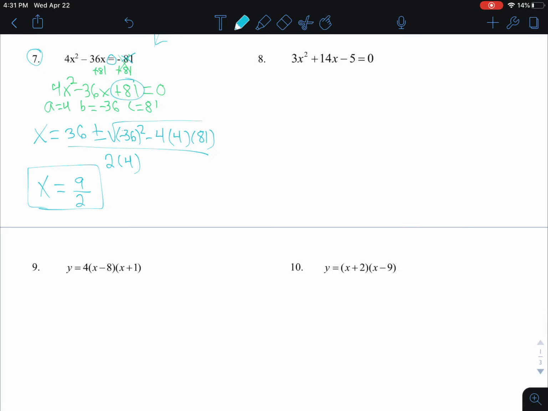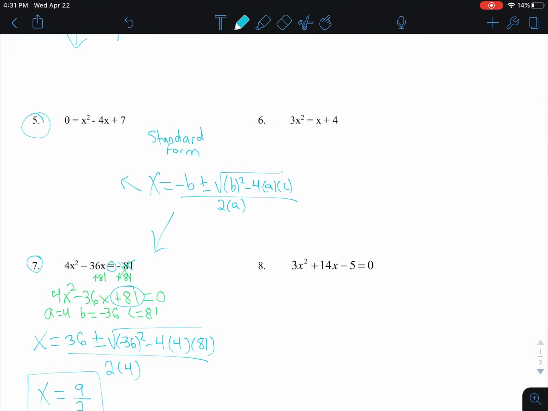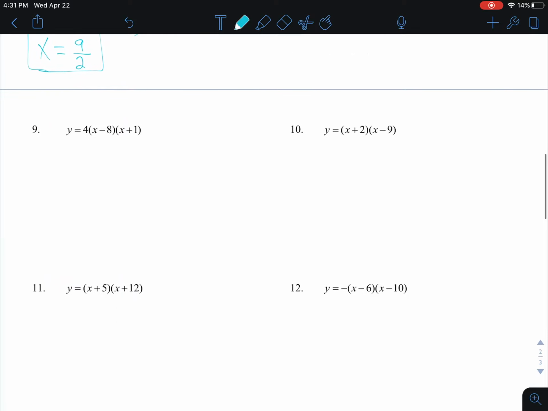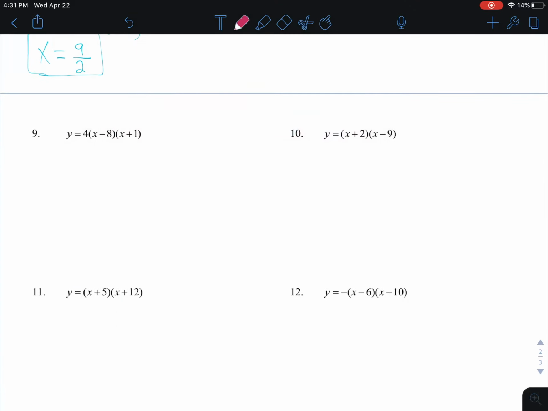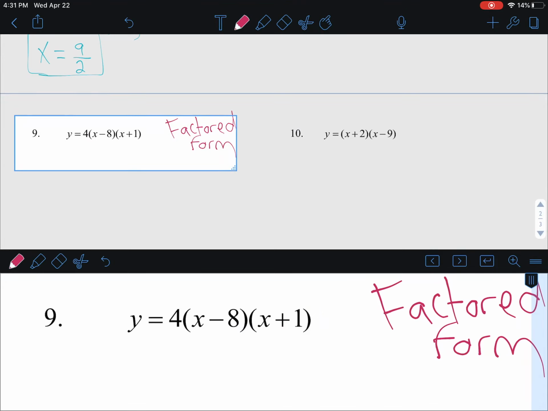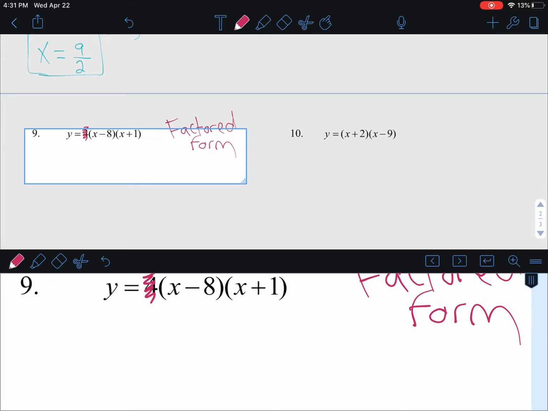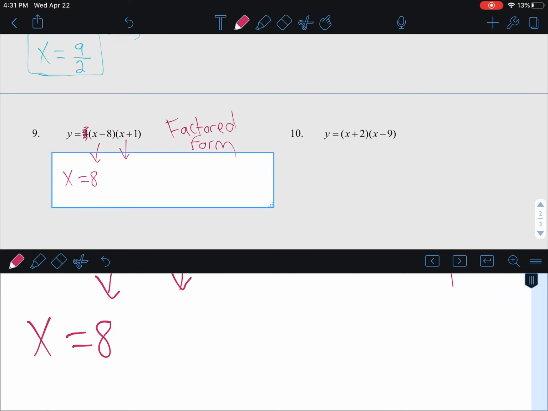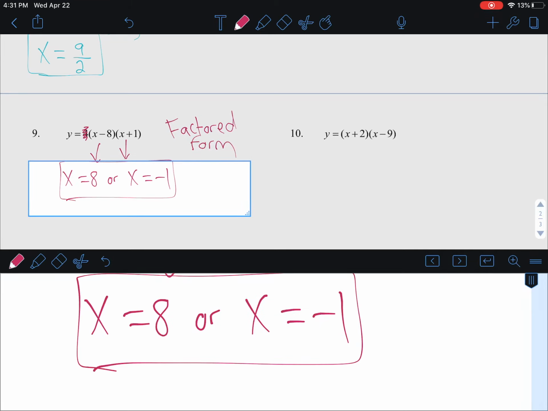So again, just to be clear, 5 is very similar to 7. Again, 3 is similar to 1 because that's vertex form. That was standard form, and the last one is factored form. In factor form, it's really easy. When you do factor form, you just do opposites. Now, when you do opposites, if there are any numbers outside, you completely ignore them. Do not distribute. Do not do anything. Just do opposites. So x equals 8 or x equals negative 1. Again, I'm doing opposites there. And that's it. That's how you do factor form.